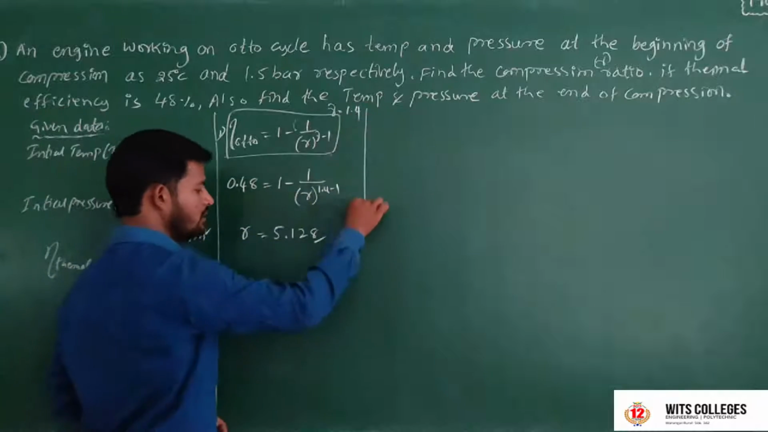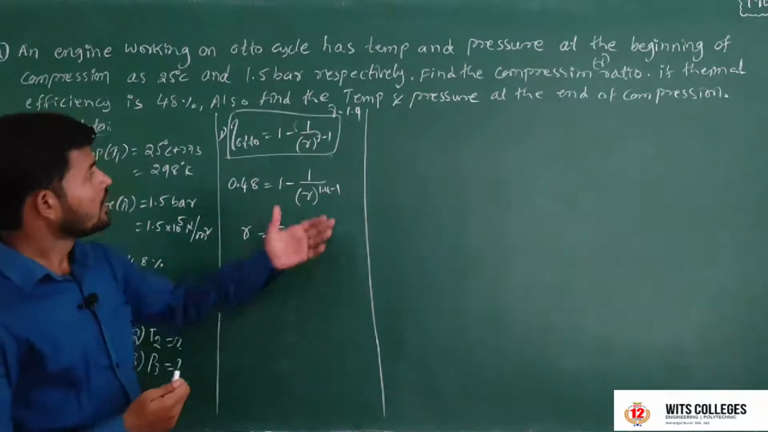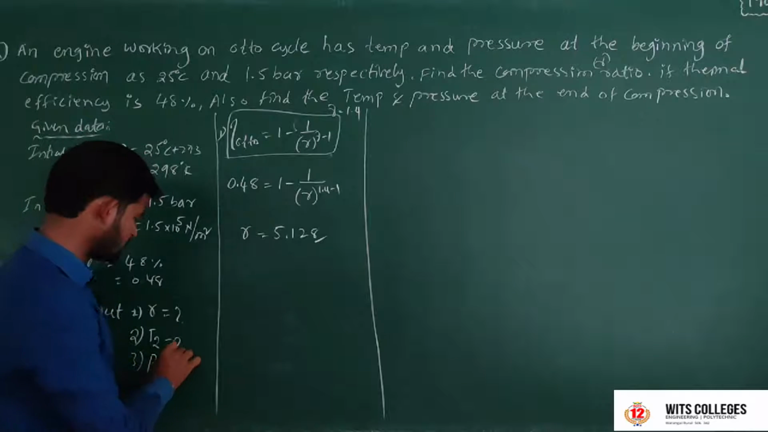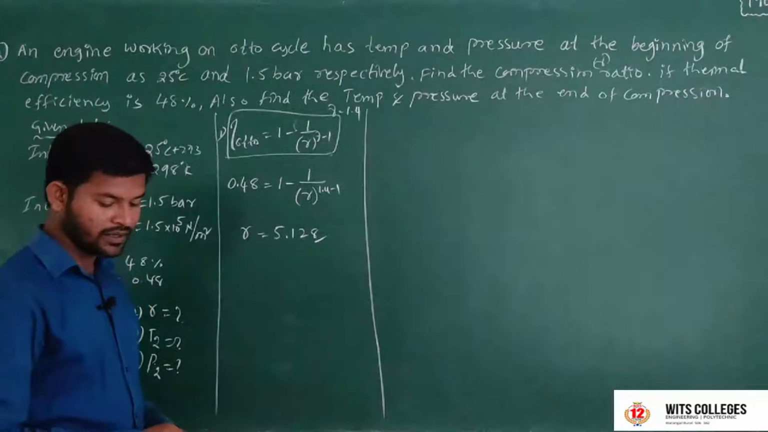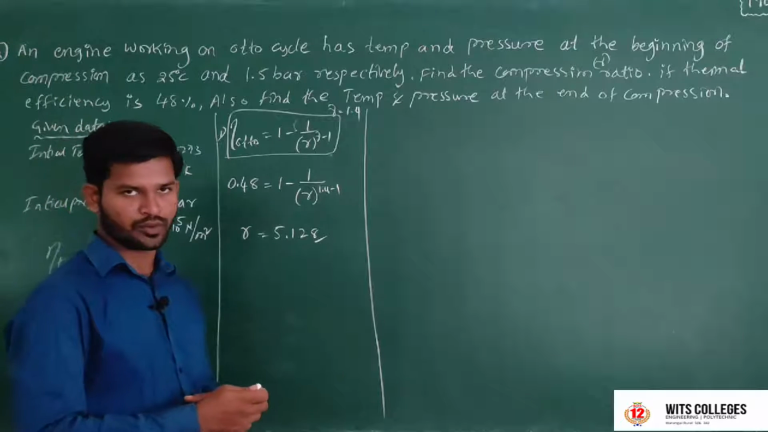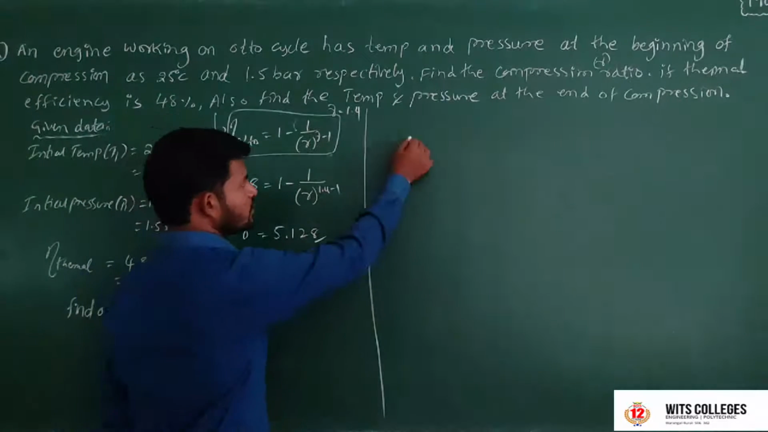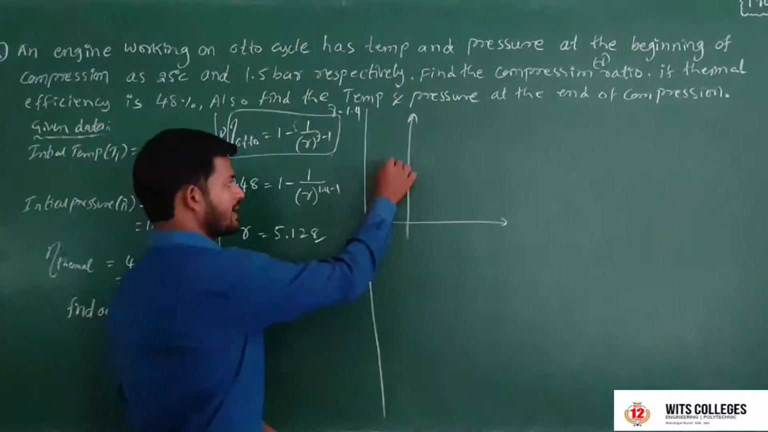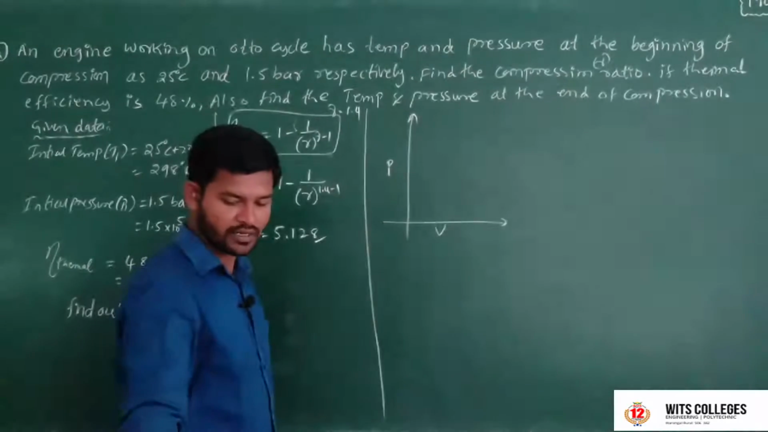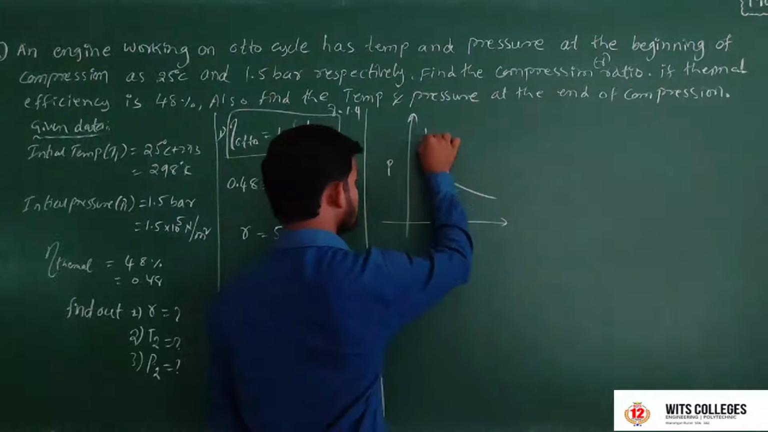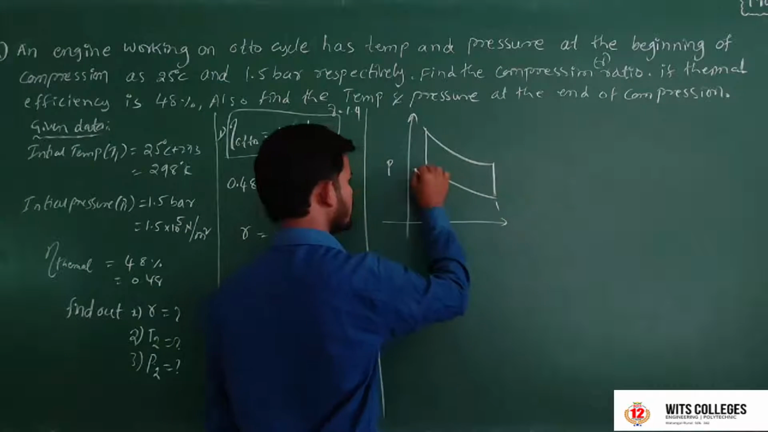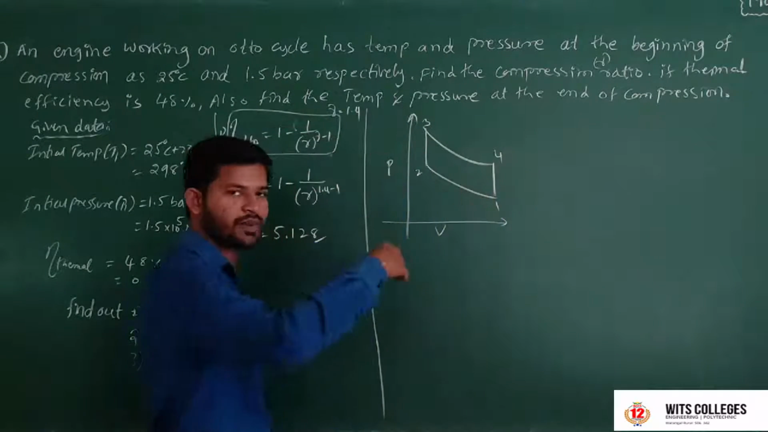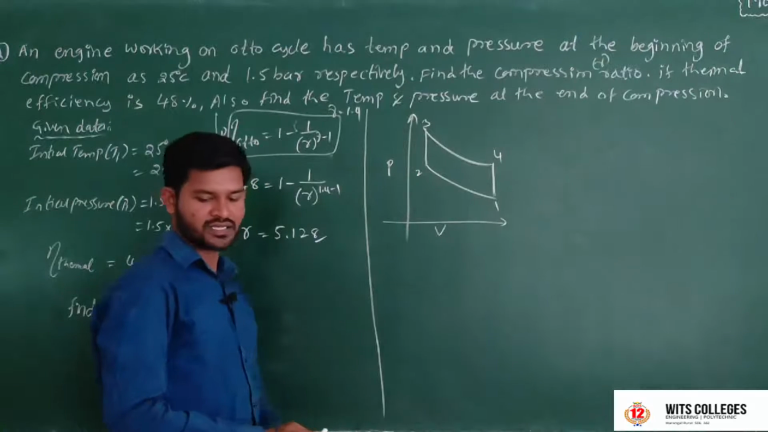Okay, and next what will be found out? Next we will find out the final temperature and final pressure, that is P2 and T2 at the end of compression, for the adiabatic compression process. For that we draw the pressure versus volume diagram of the Otto cycle. This is 1 to 2 adiabatic compression, 2 to 3 constant volume, 3 to 4 adiabatic expansion, and 4 to 1 again a constant volume process.